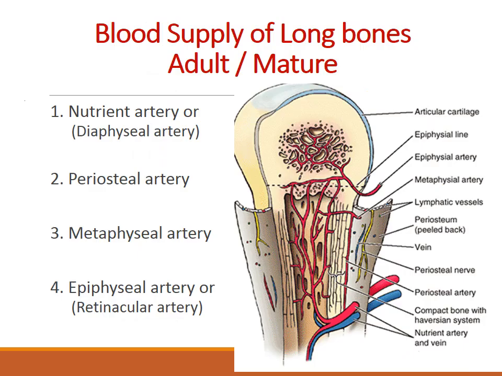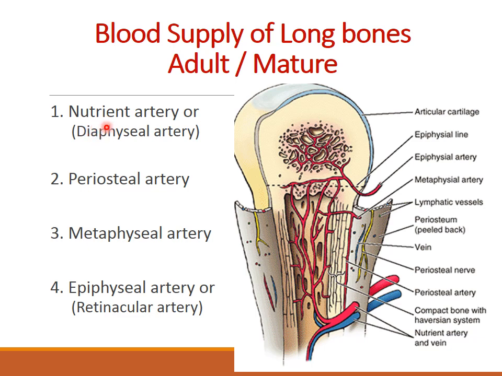So now we are going to move towards the blood supply of the long bone. We will divide the blood supply of the long bones into two categories. That is the blood supply of the mature or adult long bone, and the blood supply of the immature long bone, that is the bones of the children. So I will continue first with the blood supply of the adult long bone, that is the mature adult long bone. There are four sources of the blood vessels which are supplying a long bone.